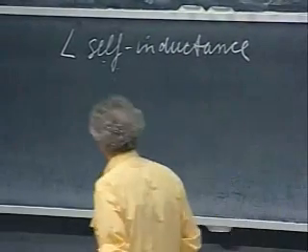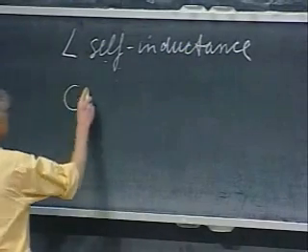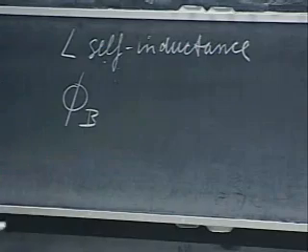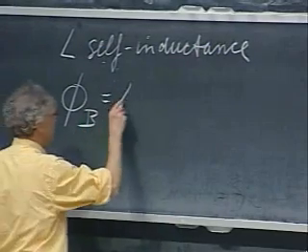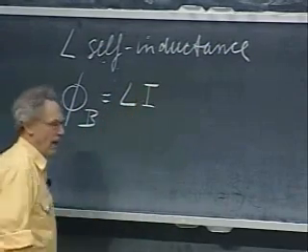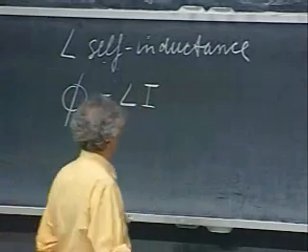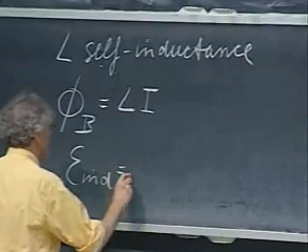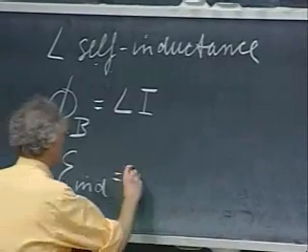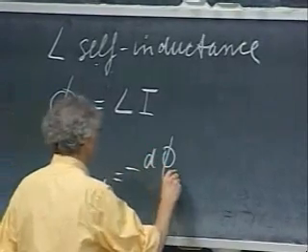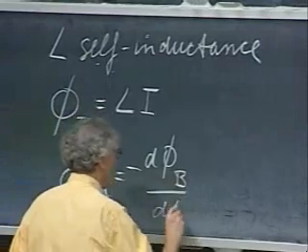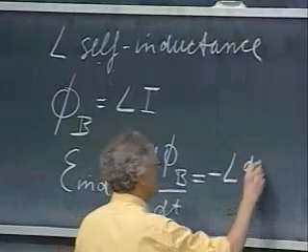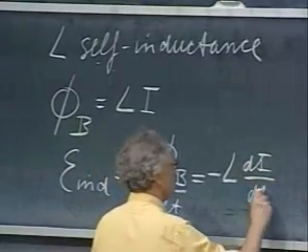Magnetic flux that is produced by a circuit is always proportional to the current. If you double the current, the magnetic flux doubles. And so it is the proportionality constant that we call L. That is the self-inductance. And so therefore the induced EMF equals minus d phi dt. That is Faraday's law. And so that becomes minus L di dt.